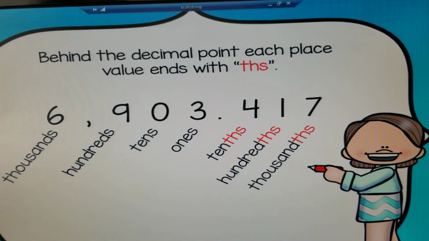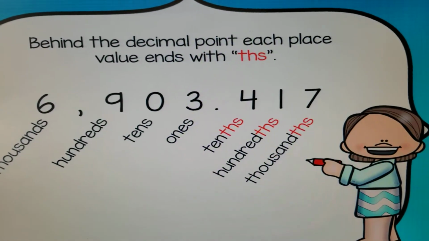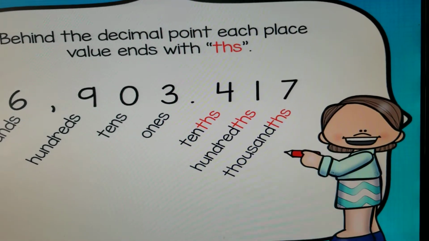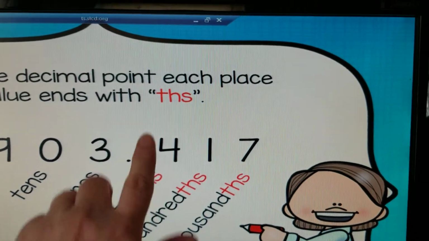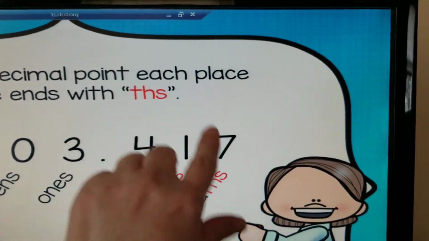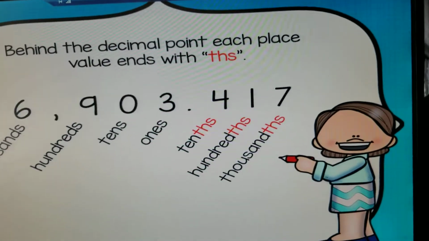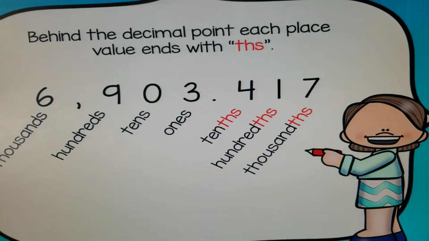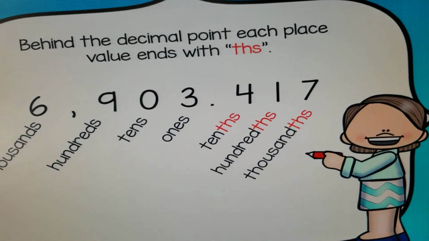Behind the decimal point, each place value ends with "ths." The tenths is one place after the decimal point. The hundredths is two places after the decimal point, and the thousandths is three places after the decimal point. It ends in "ths." That tells you that it is part of a number. It is not a whole number.